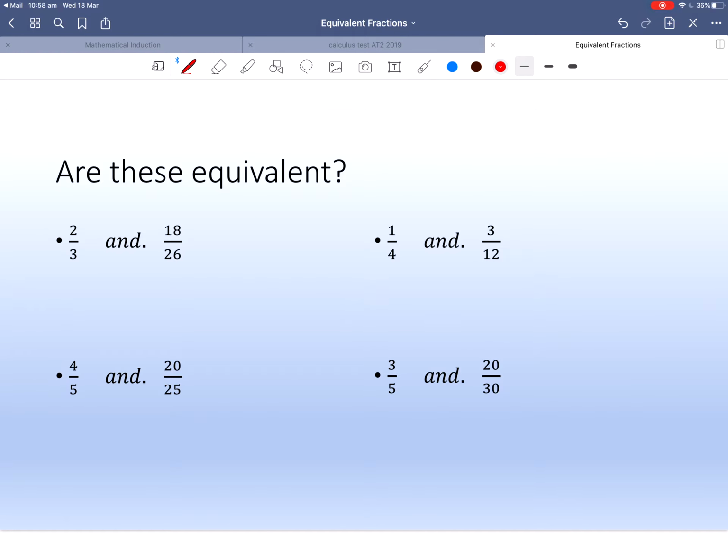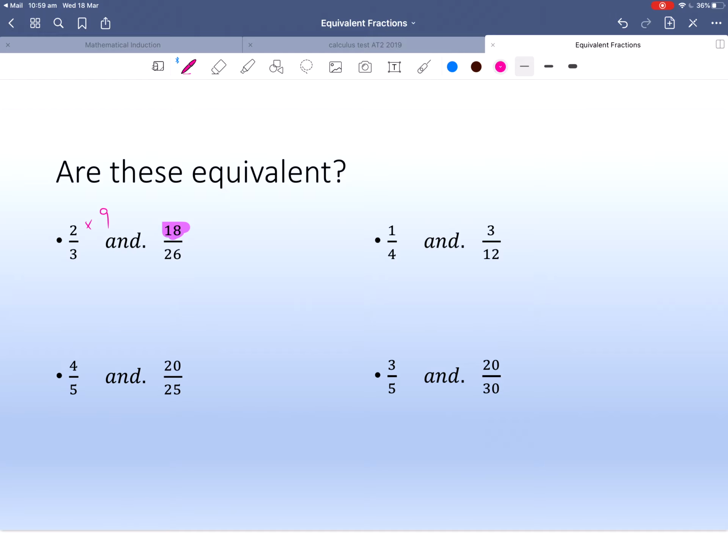Are these equivalent? Okay, I'm going to do the first 2, and then I want you to see if you can do the next ones. I'm going to change my coloured pencil because I'm running out of red ink. Okay. 2 times what equals 18? I think it's 2 times 9. And it is. Do it in your calculator. So go 2 times 9 is 18.